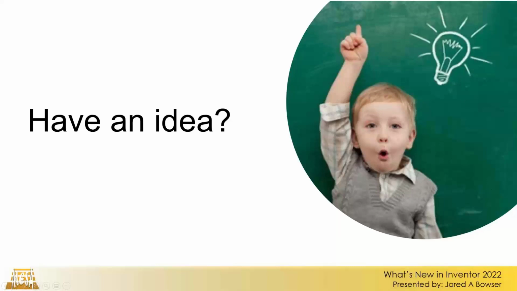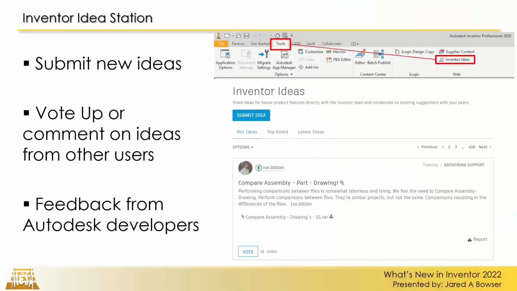So first of all, have an idea for the software. This could be anything from a simple little workflow or maybe a big brand new tool, anywhere in between. It doesn't have to be legendary. It could just be a simple little tweak that would make your life a little bit easier. If you look at the Tools tab in your Inventor software, you can find the Inventor Ideas link there, which will take you out to the Inventor Idea Station.